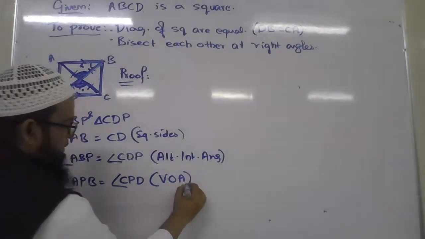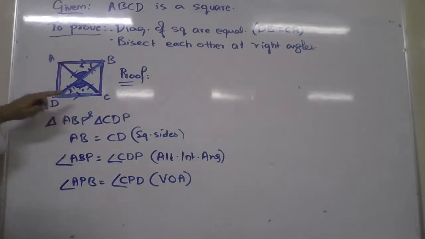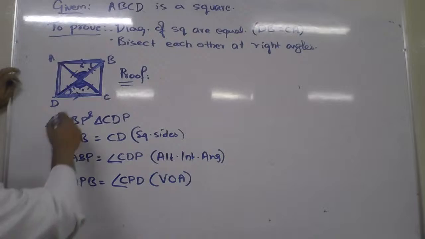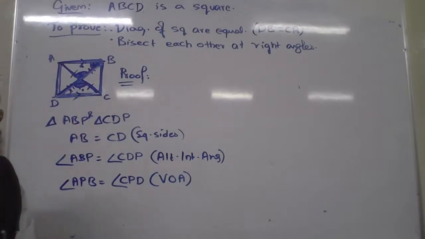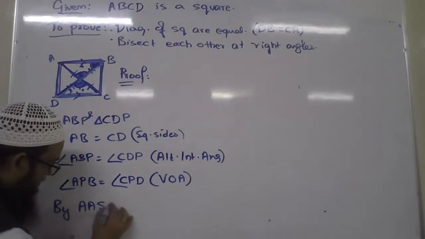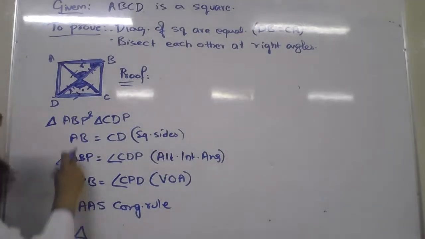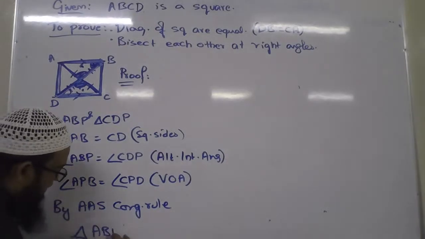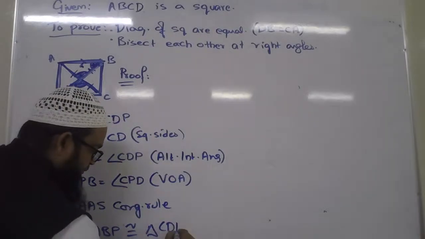Vertically opposite angles. So what is the congruency formed over here? Can anybody tell me? AB is equal to CD, one side, one angle and another angle. What is this congruency? Good. By AAS congruency rule, triangle ABP is congruent to triangle CDP.